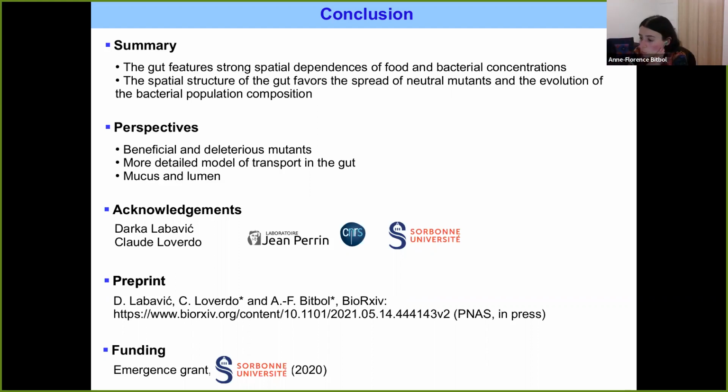So far, we have only considered the case of the neutral mutants because it's formally simpler. It would be interesting to consider beneficial and deleterious mutants and to see if the gut is an amplifier or a suppressor of selection in the previous sense. And also, our model of the gut is really a minimal model. It would be interesting to make it more realistic, and also to include both the mucus and the lumen, because here we focus just on the digester, not on the mucus, which can also be very interesting.